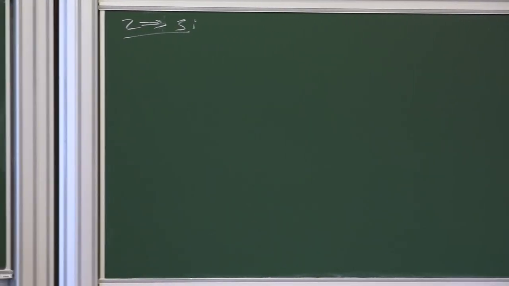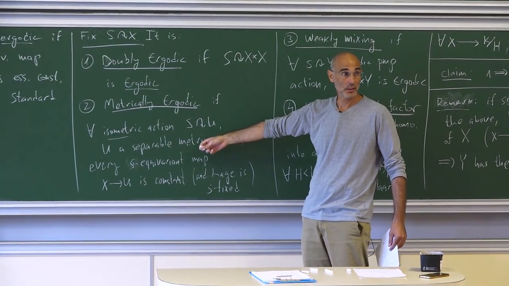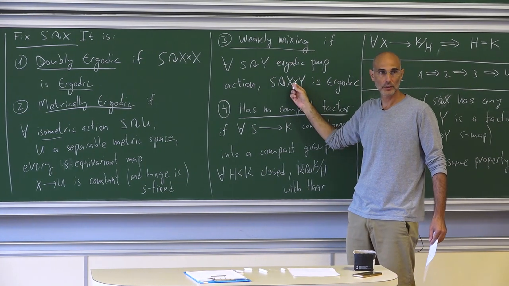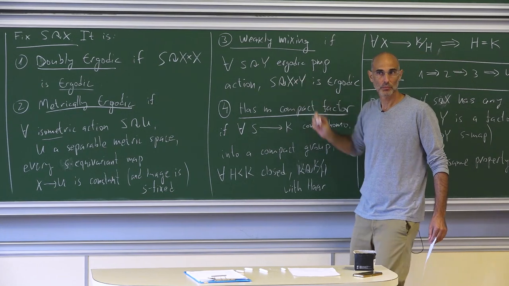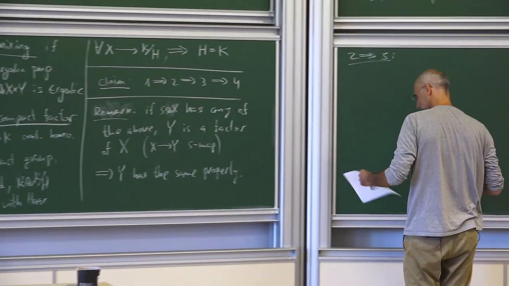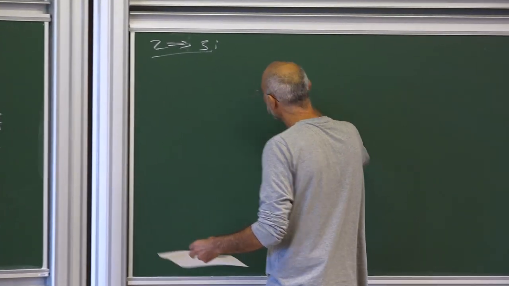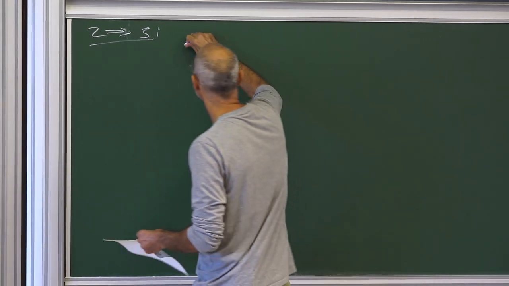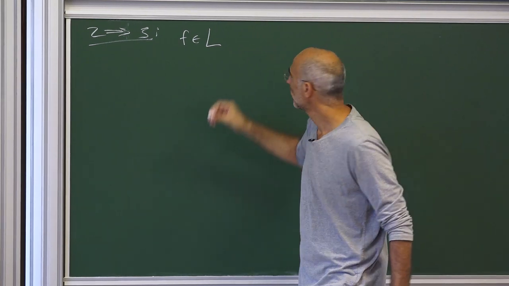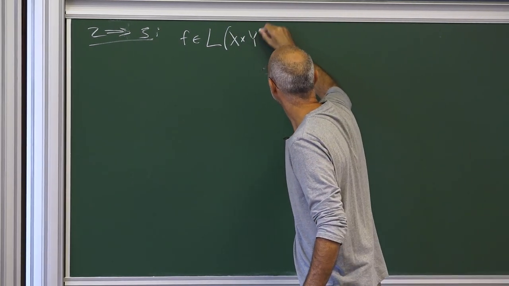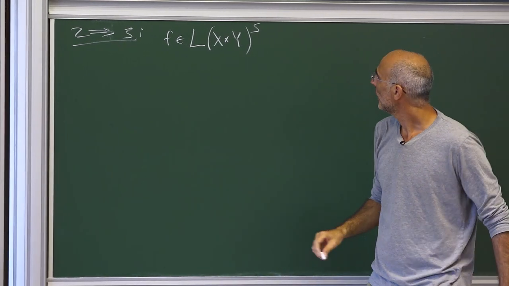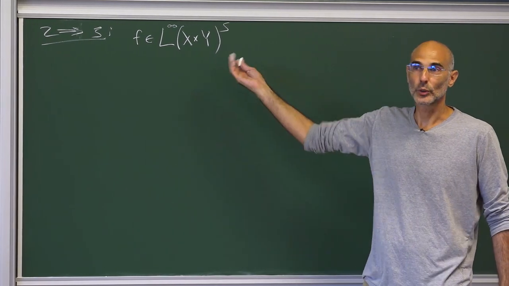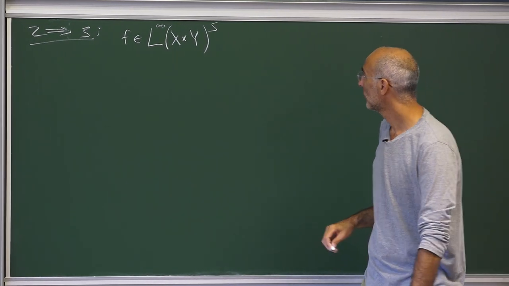Two implies three. Now I'm assuming having a metrically ergodic action, and I want to explain that it is weakly mixing. So ergodicity is stable for product with ergodic PMP actions. I will not write all the words. I will just give you the brief of the idea. Our enemy for ergodicity is having an S-invariant map on X times Y. I want to show that this map is constant, this element F.